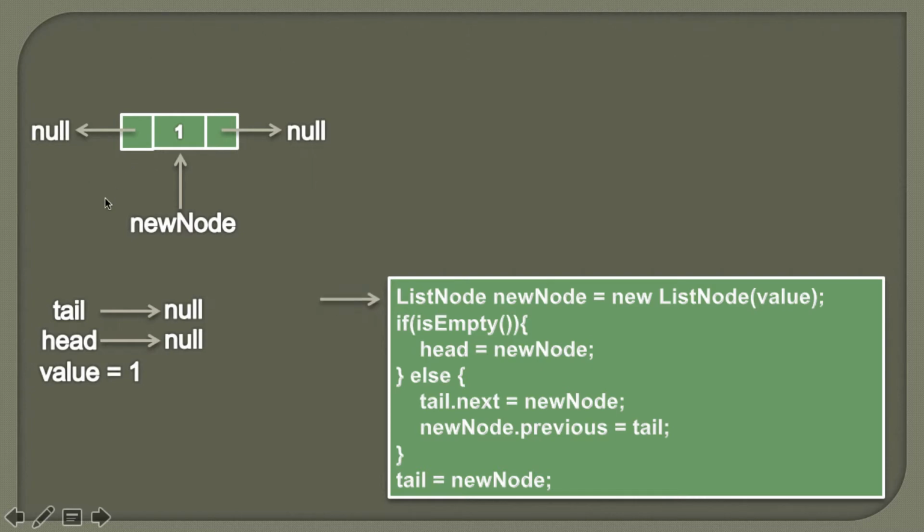Moving ahead, then we'll provide an if statement, and in this if we'll check whether the list is empty or not. Currently the list is empty because head and tail both are pointing to null. Therefore the condition in the if block comes out to be true and this if statement will be executed.